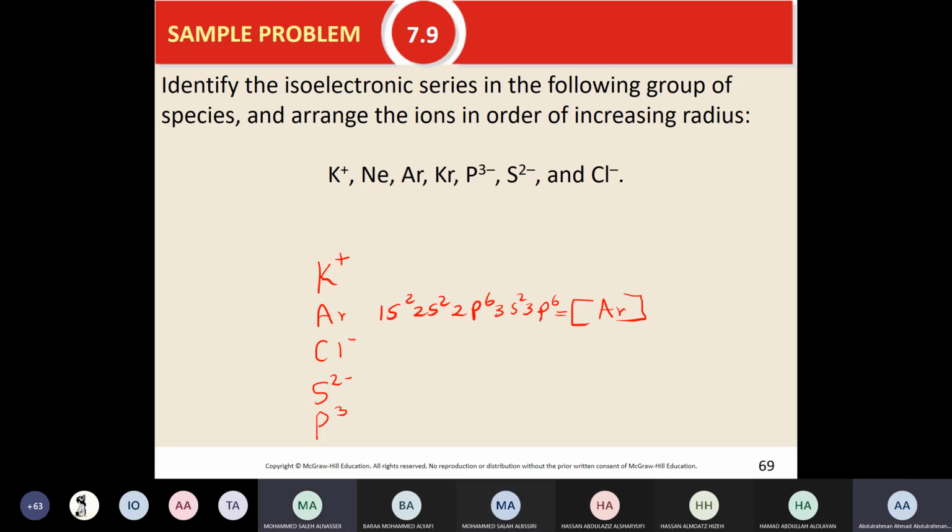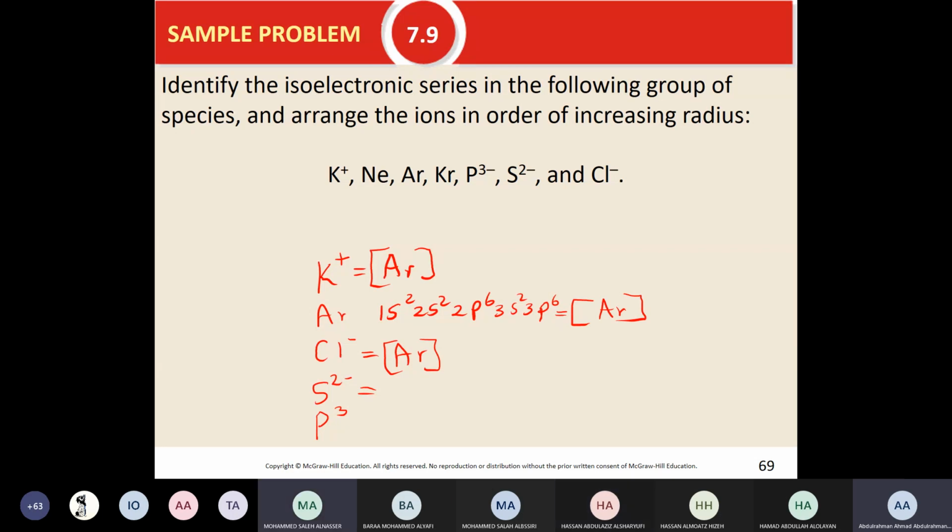1 is 2. 2 is 2. It will be argon. 2p6, exactly. 3s2 3p6, argon. Very good. What's the structure of Cl minus? Argon. Simply argon. What's the structure of S2 minus?